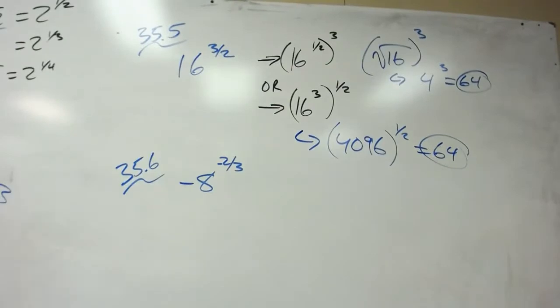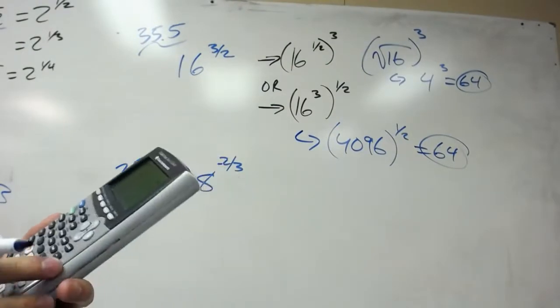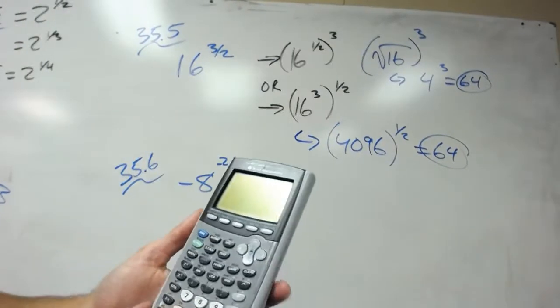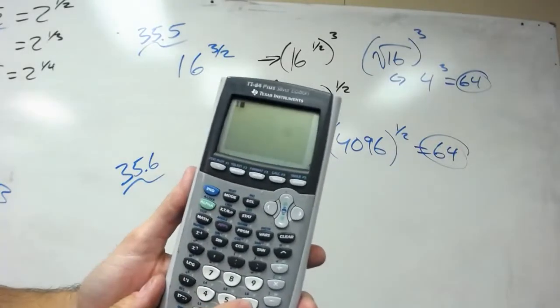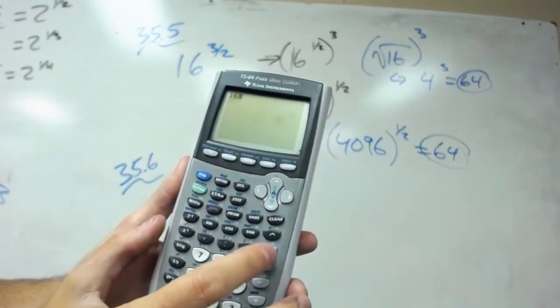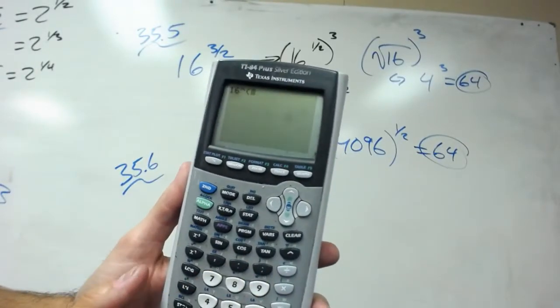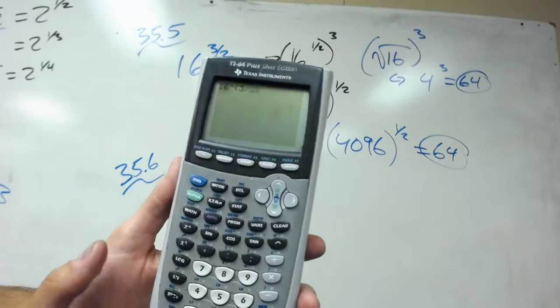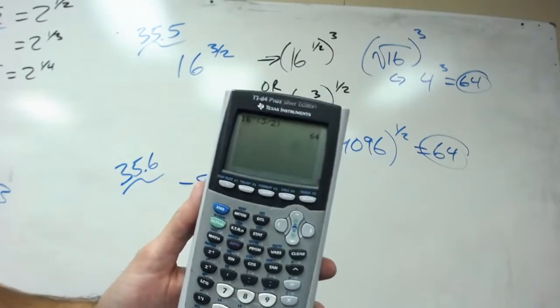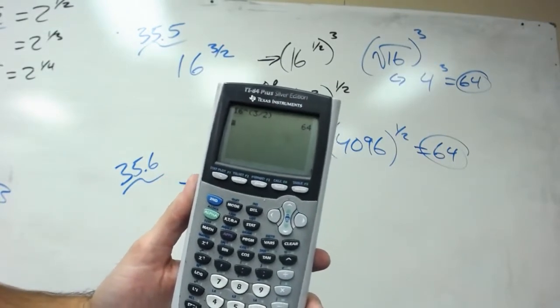Or, once again, you could type that in your calculator. You could say 16 to the power of parentheses 3 divided by 2, you get 64.